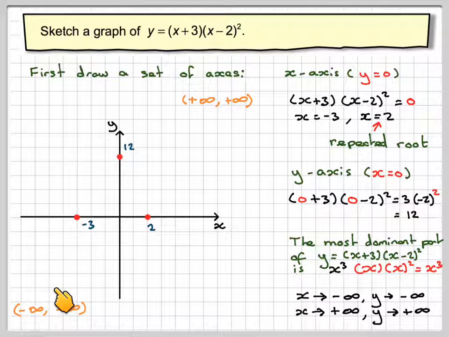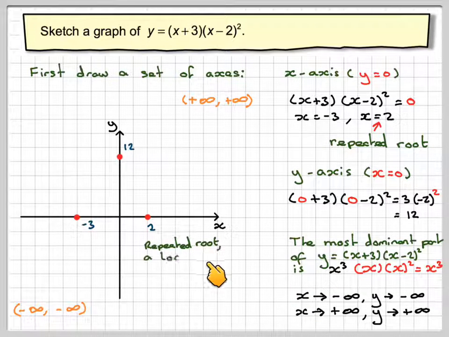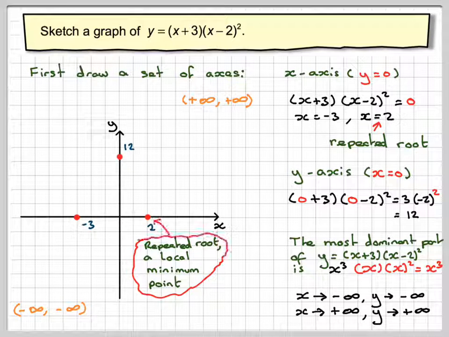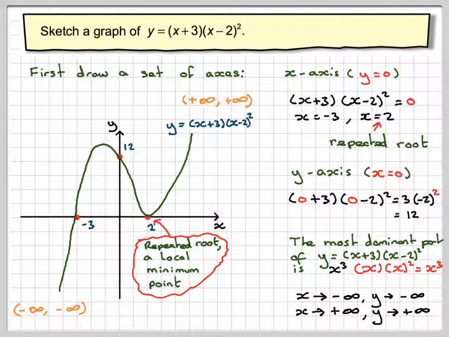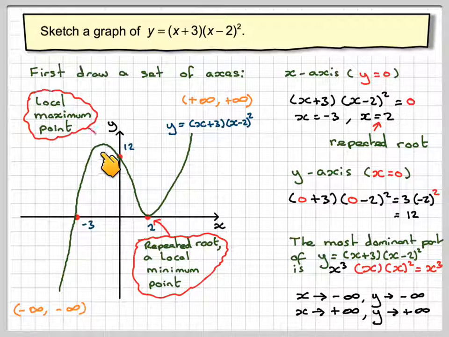So this leaves us with a problem, because if we draw our curve, what happens at this point here? This point is special because it was a repeated root. Because it is a repeated root, this time it will be a local minimum point. Sometimes it can be a local maximum point as well. So our curve is going to come up, go higher than 12, come back down again, touch that point there, and then go off to plus infinity, like that. And this point here is a local maximum.